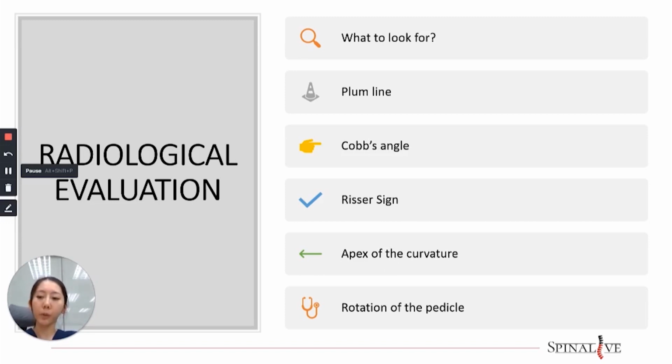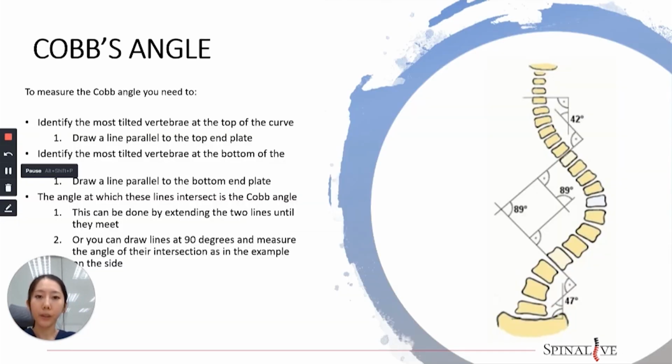Okay, and the apex of the curvature would be the vertebra that is most lateral from the plumb line. Rotation of the pedicle would be how twisted the vertebra is. So these are the few things that I would actually look at when it comes to a scoliosis patient. Not only the Cobb angle, not only the Risser sign. So an important note to take into account would be all this.